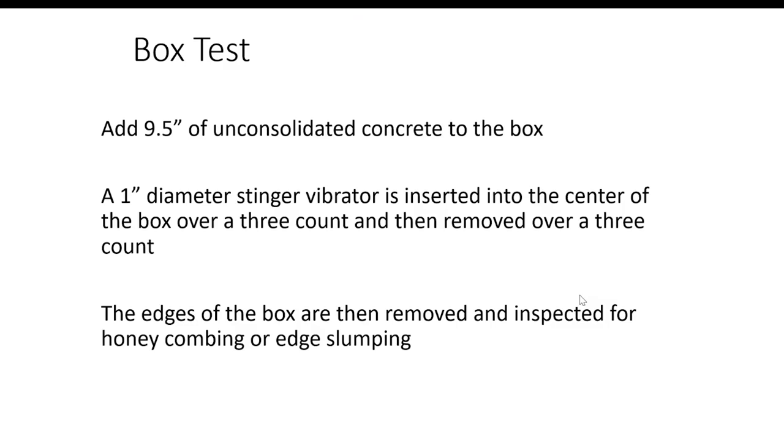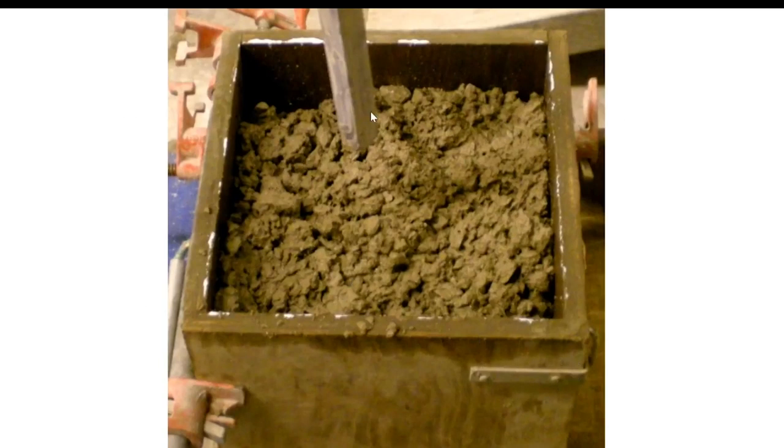Then you take a 1-inch stinger vibrator, not a paving vibrator, just a handheld, typical bridge deck type vibrator. You count to three as it goes in, you count to three as it goes out. You immediately take the pipe clamps off, you take the edges of the box off, and you look for slumping. You look also, is there any honeycombing on the outside? Let me show you what I'm talking about. Here we go. Here is the box. Here is the vibrator coming in. The vibrator's gone in. Oh, look at that.